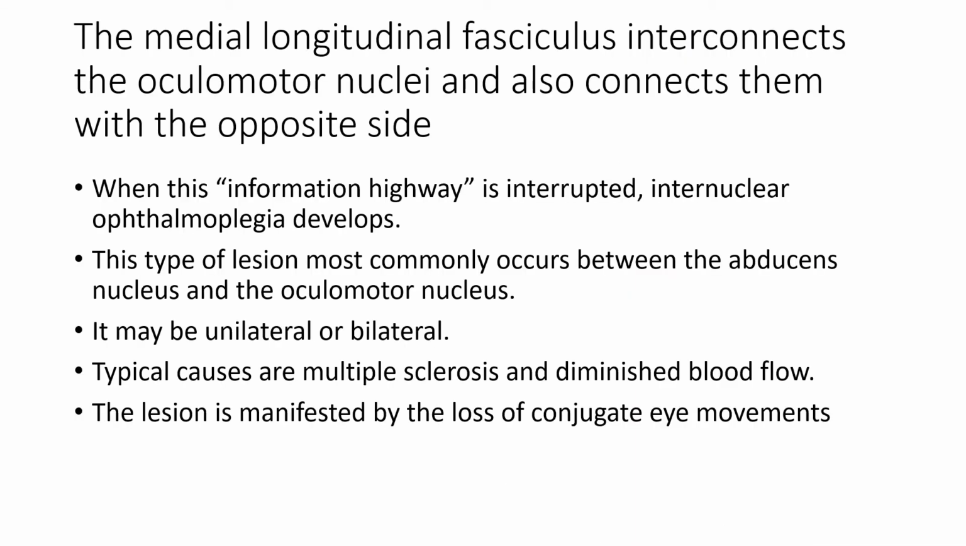MLF interconnects the oculomotor nuclei and also connects them with the opposite side. So when this information highway is interrupted, we get INO. This type of lesion most commonly occurs between the abducens and ocular motor nucleus. It may be unilateral or bilateral. Again, typical causes are MS and diminished blood flow. This lesion is manifested by the loss of conjugate eye movement, or the eyes moving at the same time in the same direction.